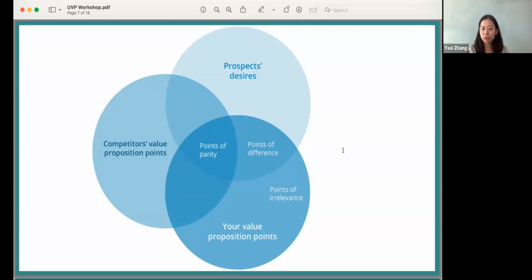This is a very important chart because oftentimes I work with a lot of tech startups. You have a lot of features developed, but maybe many of the features are not exactly what the target audience wants or desires. It's nice to have, but it's not what they desire. So it's points of irrelevance. So you always need to find your value proposition points that are different from your target competitors and are exactly what your target audience desires. So then you find the points of difference, okay?